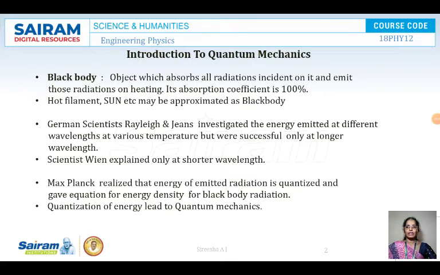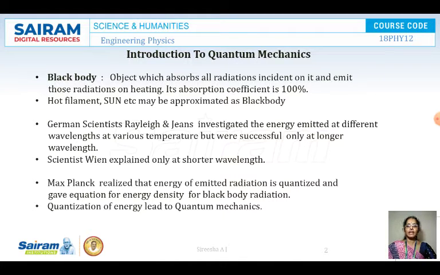What is a black body? A body which absorbs all the radiations that are incident on it, and on heating it emits all the radiations that are being absorbed by it. This is called a black body. So absorption coefficient is 100%, and when it is heated to a particular temperature, it emits all the radiations that are incident on it. For example, a hot filament or the sun may be approximated as a black body.